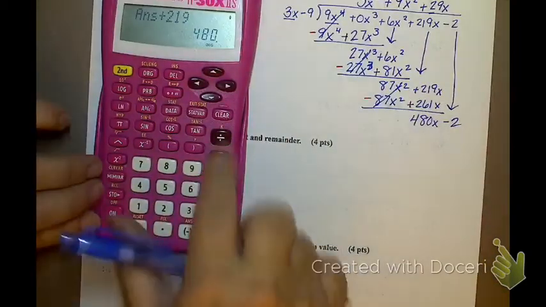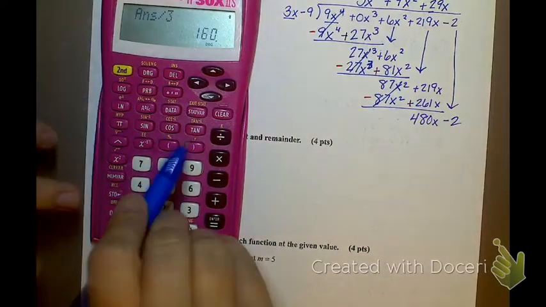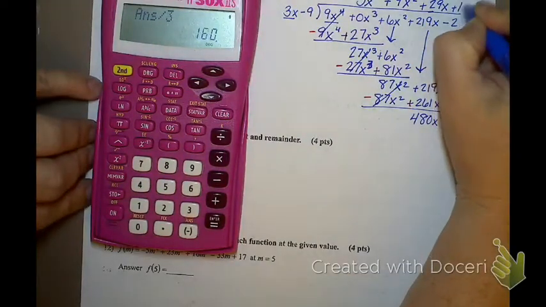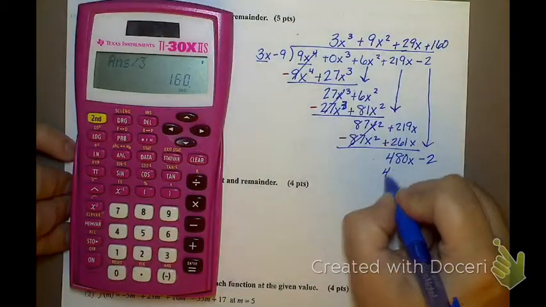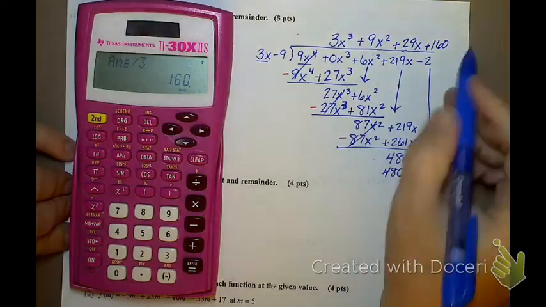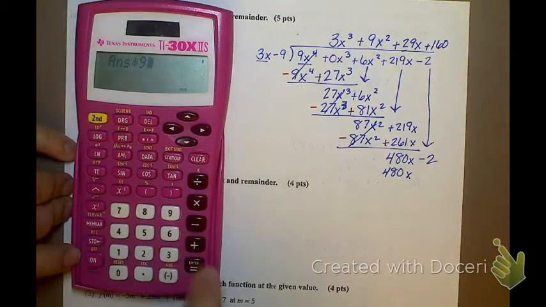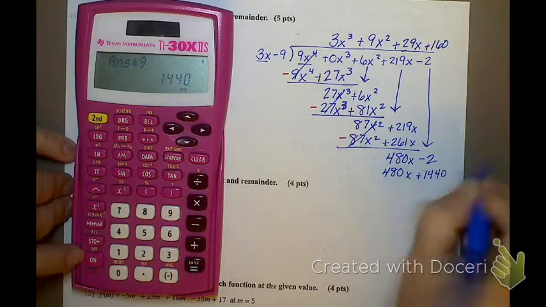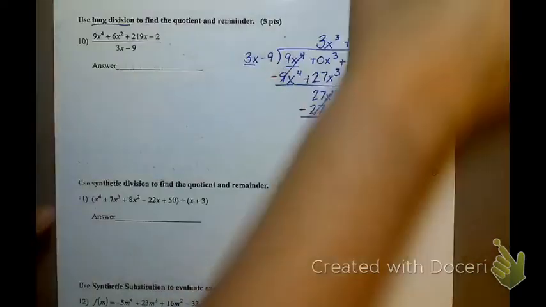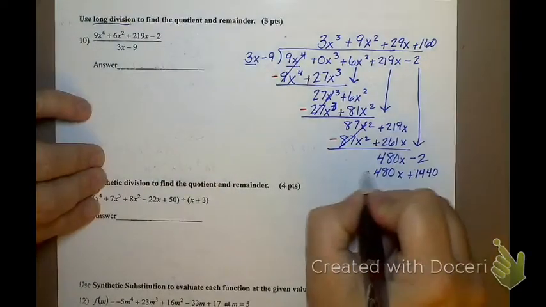All right, last one. 160, yeah? Oh, I'm off the screen. 160 times 3 is 480x. 160 times 9, 1440. Now what do I do? Change the signs.